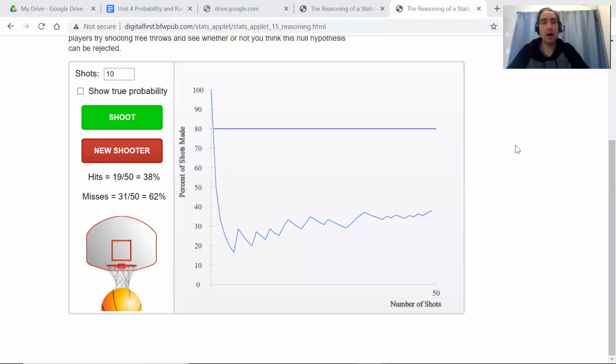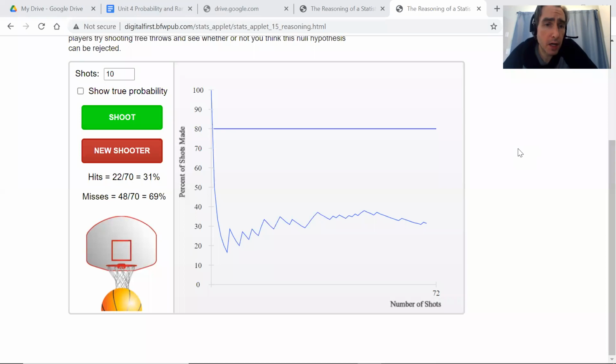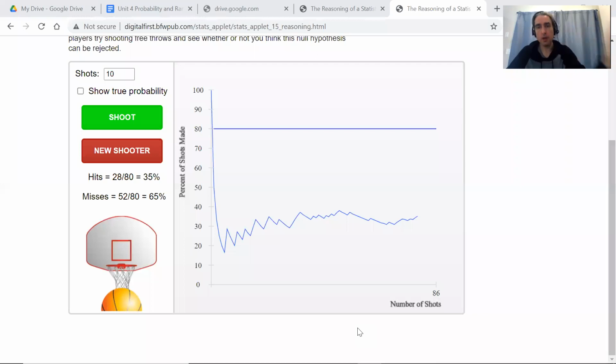All right, you can see at 50 shots, I'm now at 38%. After 60 shots, I've dipped down to 33%. At 70 shots, I'm now at 31%. And finally at 80 shots here, I'm at 35%. So if I were just to stop after 80 shots and take a guess at my free throw percentage, I would guess it's probably around 35%, give or take a few percentage points, right? We're going to find out a little bit more on that later.